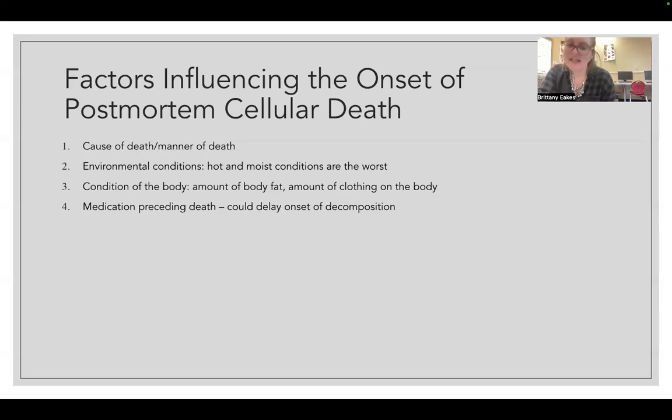And any kind of medications people were on. We see a lot of drawn out deaths now, terminally ill, chronic health conditions. Those could also delay the onset of decomposition, with different influences from certain medications.